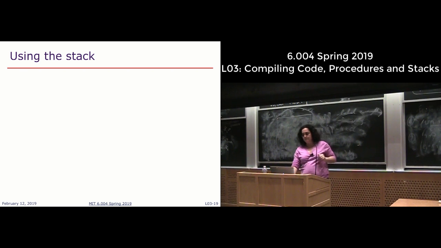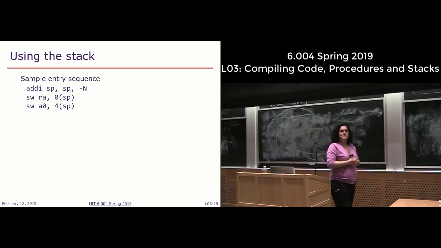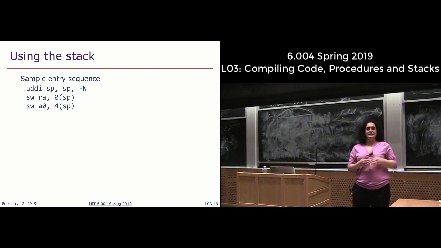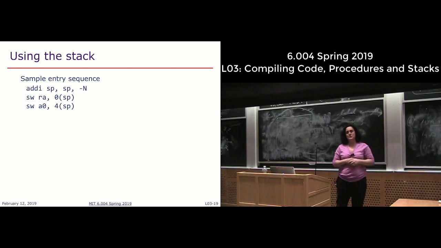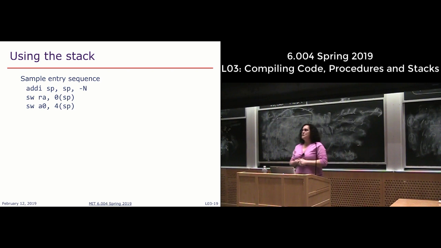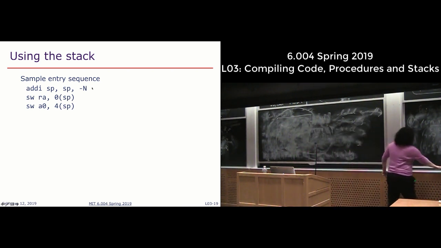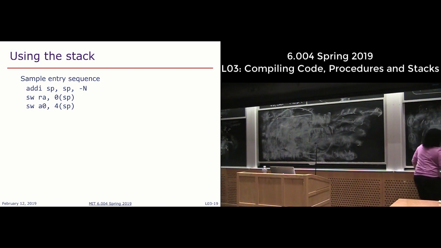So let's see what that means. When I call a procedure, my entry sequence, or the first few lines of my procedure, might look like this: I'm going to allocate some space on my stack. Let's say that in this example, I need to store 2 things onto my stack. So I would add -8 to my stack pointer in order to give myself these 2 spots on my stack. Before, my stack pointer was pointing over here, and now it's pointing over here.